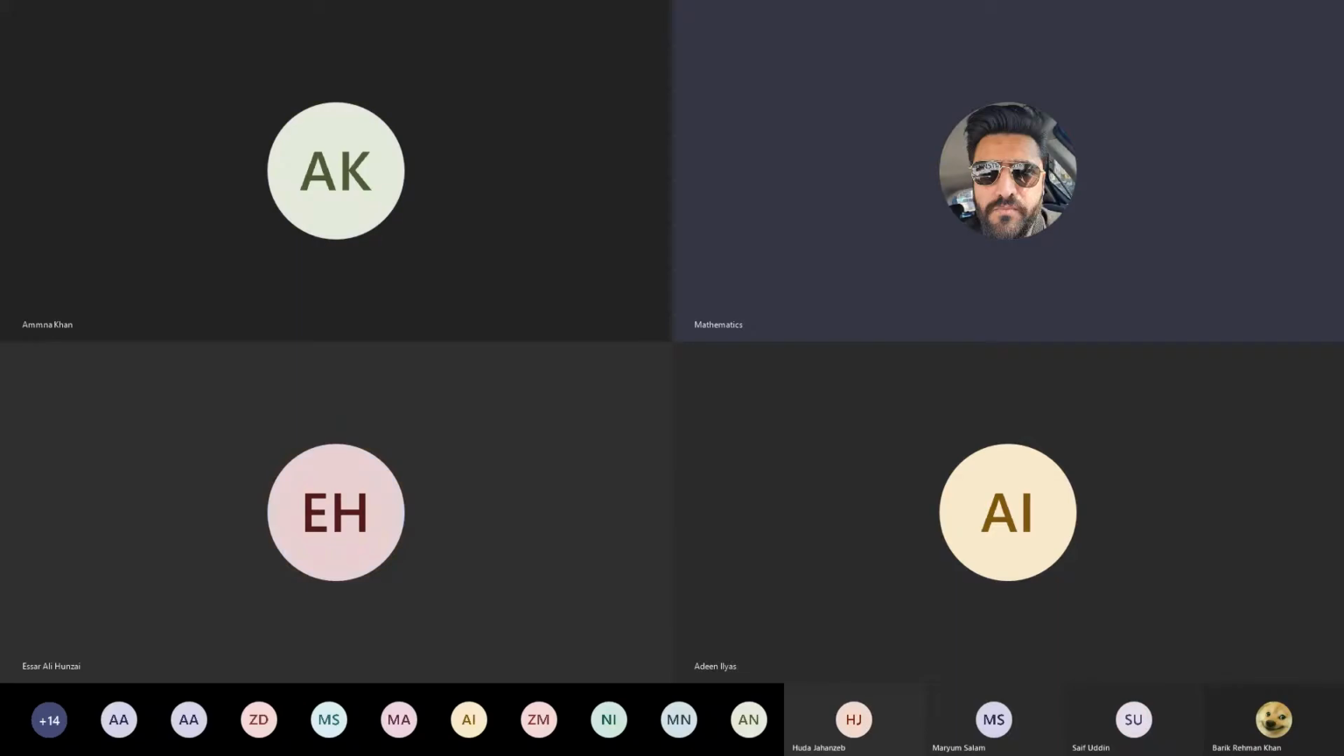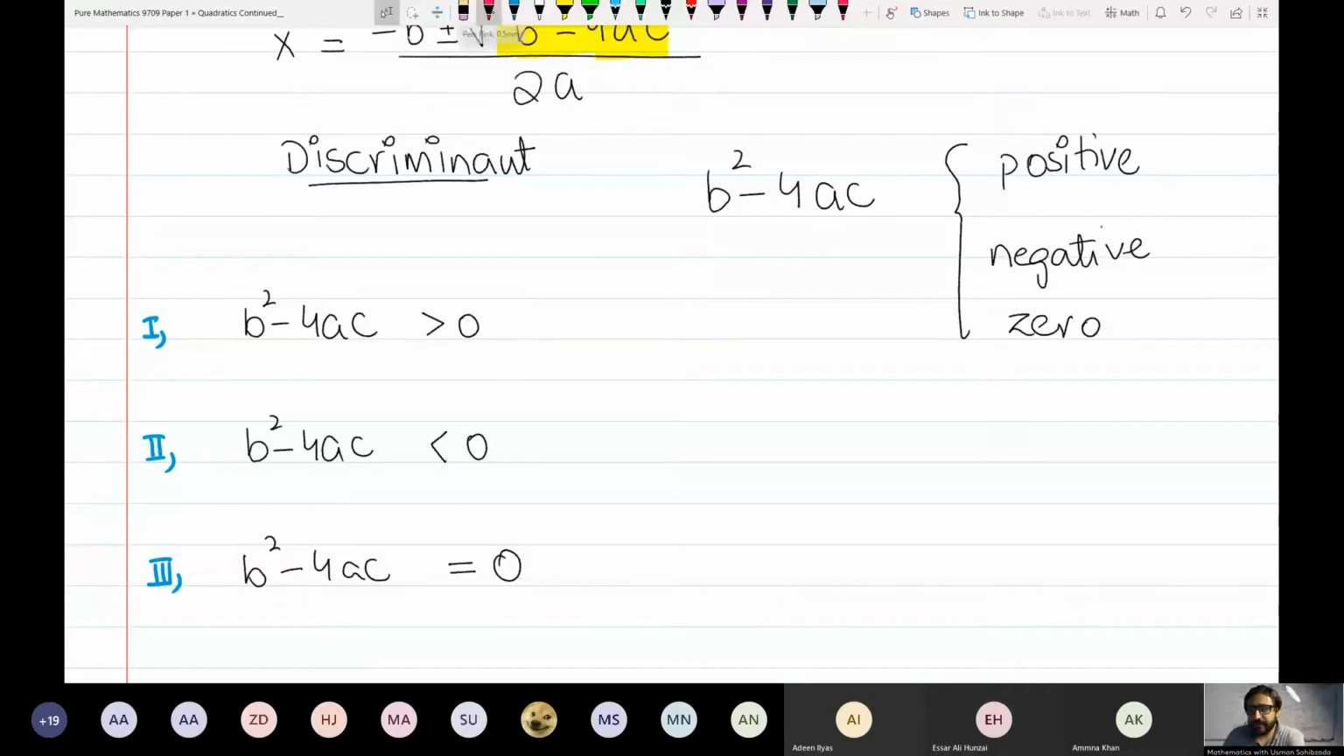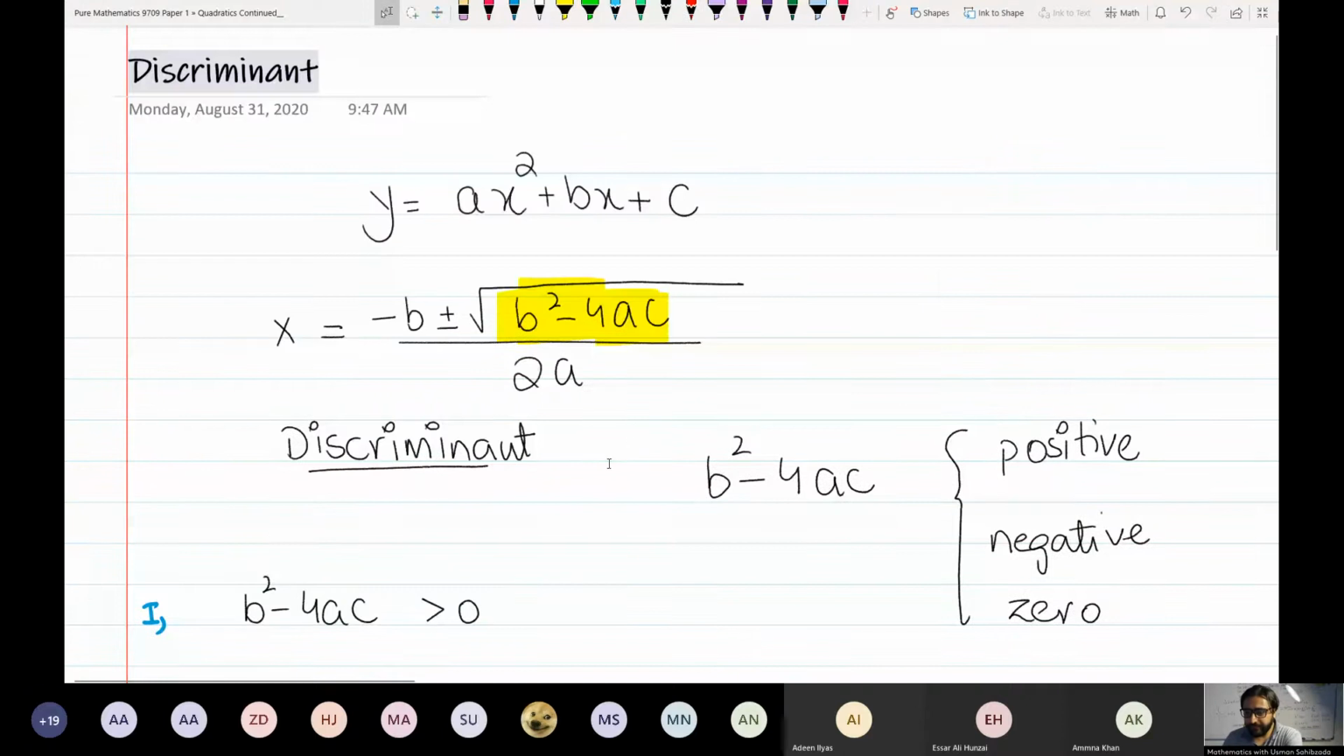So b square minus 4ac, guys, is the discriminant. B square minus 4ac can have 3 values. It's part of the quadratic formula. So if the part underneath the square root is positive, the square root of a positive number gets you 2 answers, plus minus.